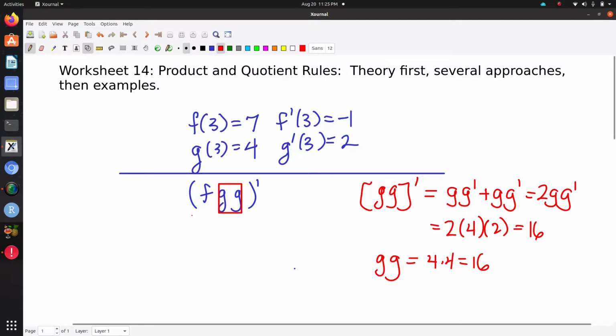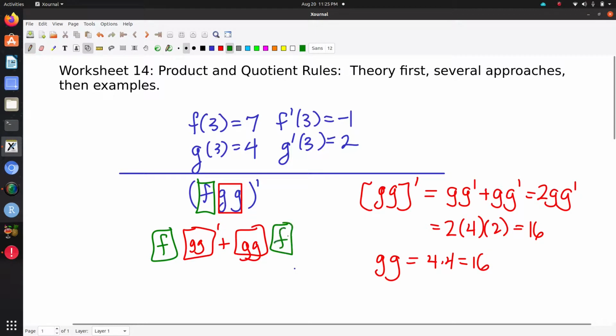All right? So the way we're going to pull this thing apart is we're going to say, this is the first block and this is the second block. So I want f times the derivative of gg plus gg times the derivative of f. I'm going to put all that back together. What is f at 3? It's 7. The derivative of gg at 3 is 16. Regular gg happens to also be 16.